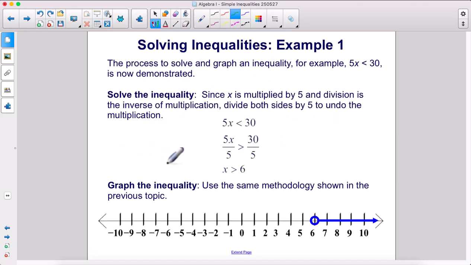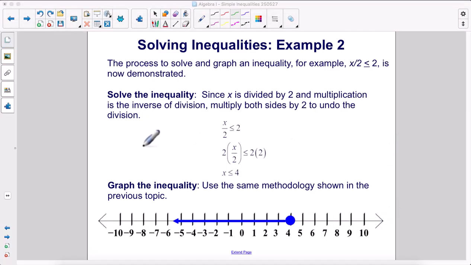The process to solve and graph an inequality, for example, 5x is less than 30, is now demonstrated. Since x is multiplied by 5 and division is the inverse of multiplication, divide both sides by 5 to undo the multiplication. That gives us x is less than 6. Use the same methodology shown in the previous topic to graph the inequality. So x is less than 6, we draw an open circle on 6, the ray to the right towards positive infinity.